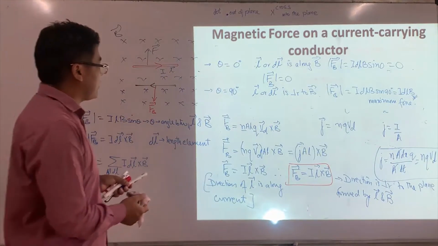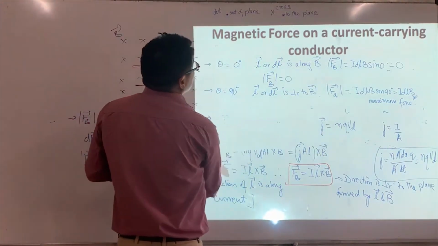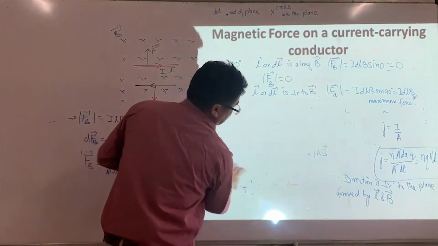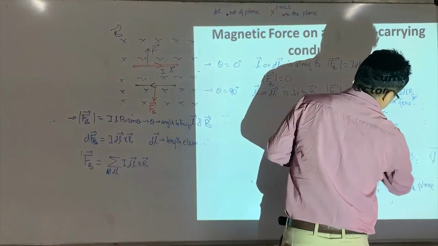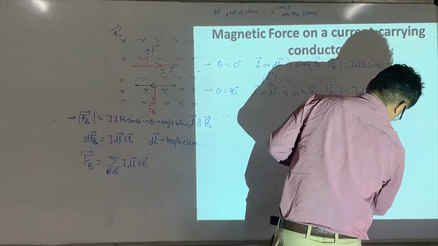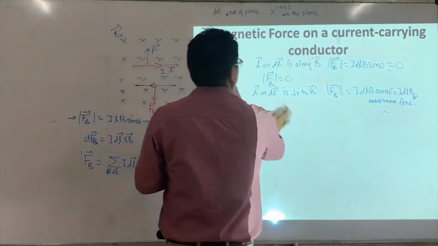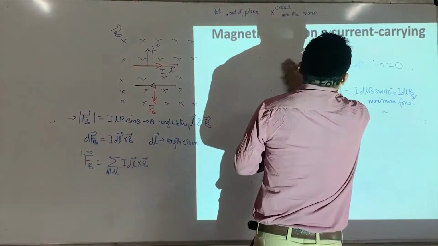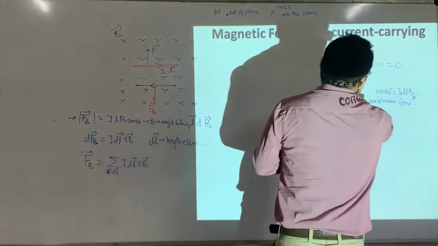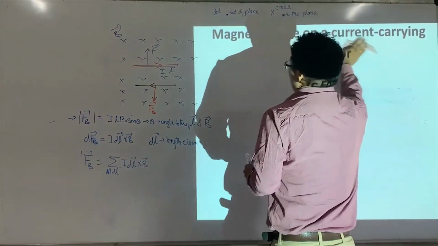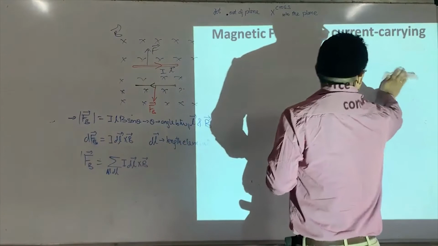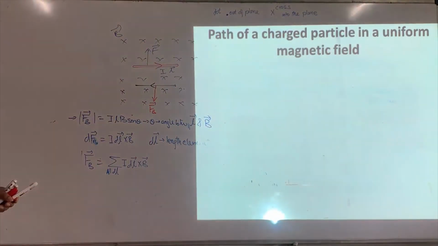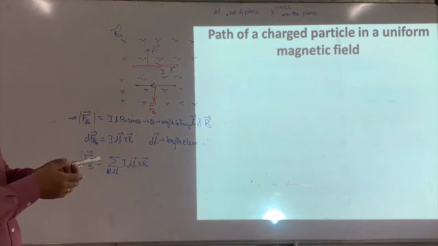I have given direction examples here. So this talks about magnetic force on current carrying conductors. Now we would like to study the path of a moving charge in a magnetic field.